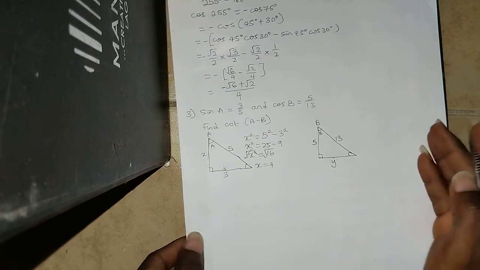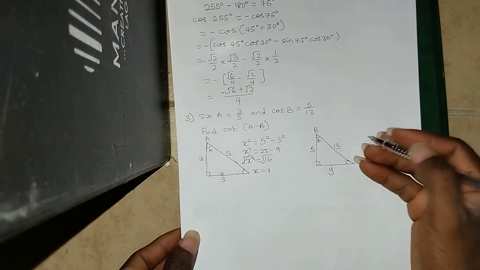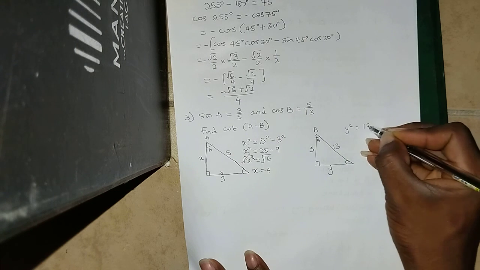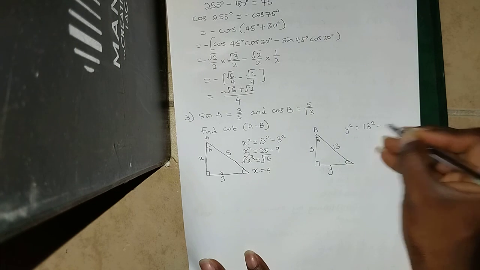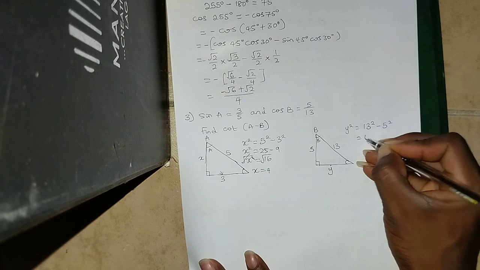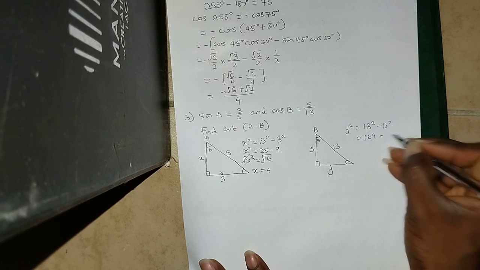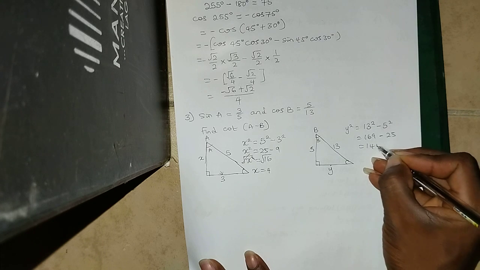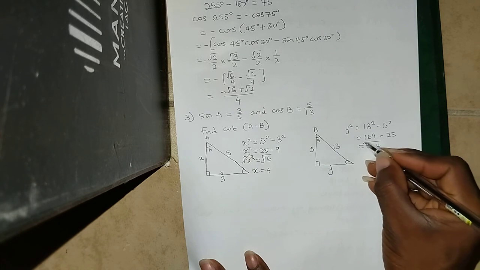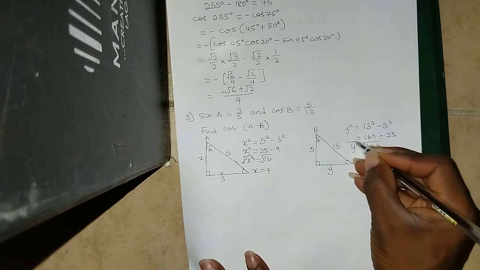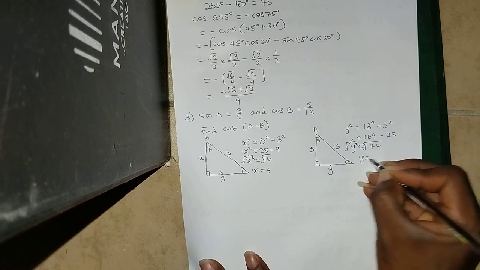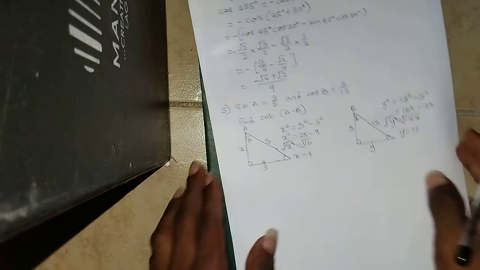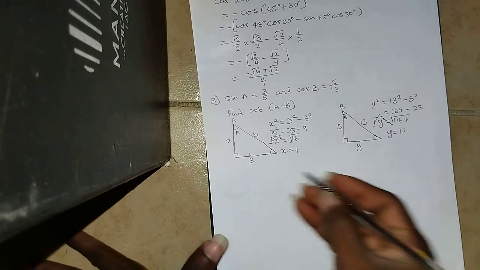So to solve this side, I will still use Pythagoras theorem. I will have y squared equals to 13 squared minus 5 squared, which is 169 minus 25, which is 144. So y squared, taking the square root of both sides, y is equals to 12. So I've gotten my y as 12. Now that way I can solve easily, because they say we should find cot.